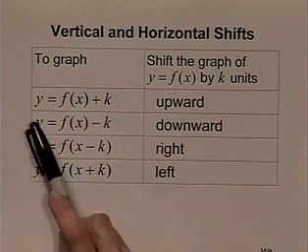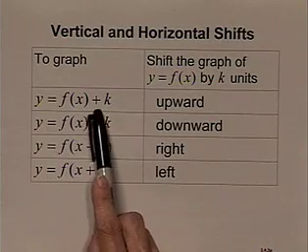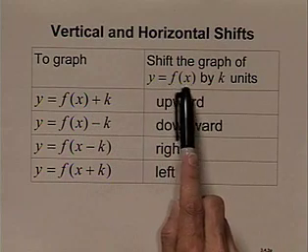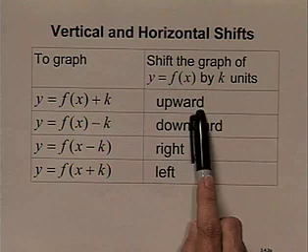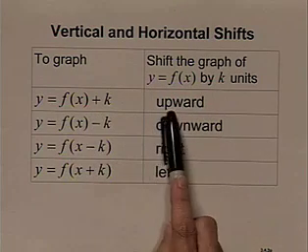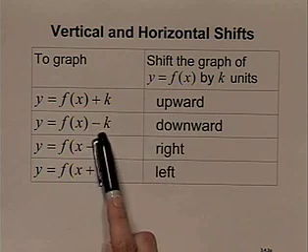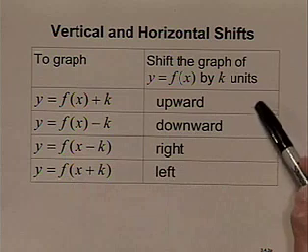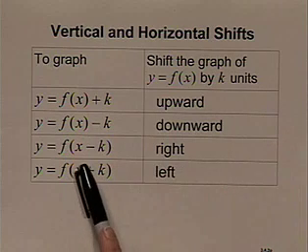To graph y equals f of x plus k, what we do is shift the graph of y equals f of x by k units upward. So plus k shifts f of x upward, minus k shifts f of x downward. These two are vertical shifts.